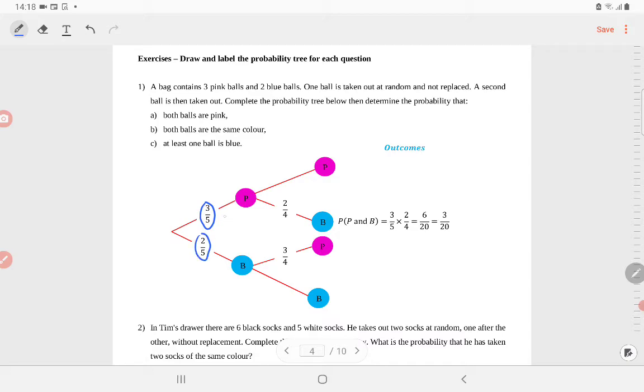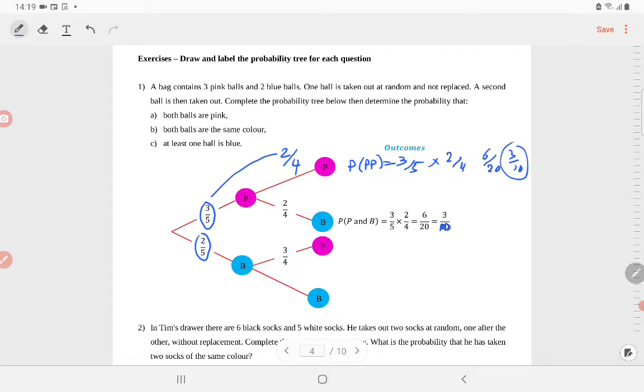Okay, what I do first is I do the pink pink and I do the blue blue. So if you take out a pink and don't put it back, there's only going to be 2 pink balls left, isn't there? So your 3 will become 2. But because you've taken the ball out, there would only be 4 balls left. So your probability of pink pink is going to be 3 on 5 times 2 on 4, which is 6 on 20, which is 3 on 10 for that one.